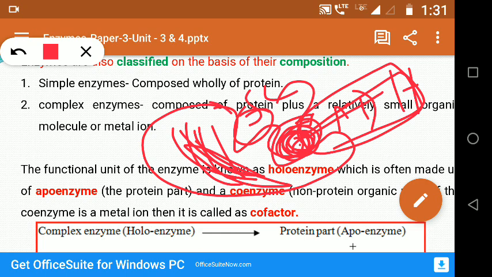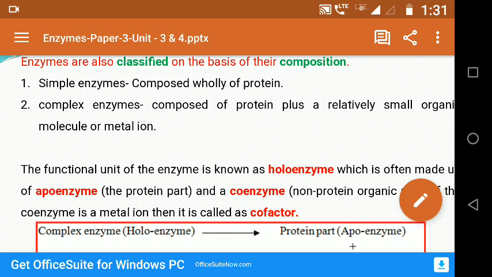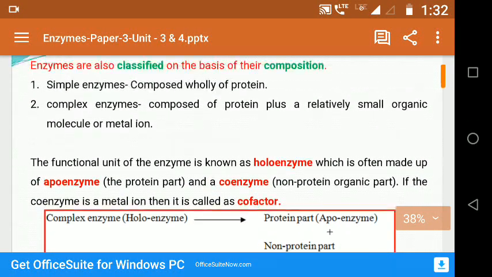Without the presence of this electron carrier, the enzyme alone cannot catalyze the oxidation or reduction reaction. That is why this organic molecule is called a coenzyme, the part of the enzyme which assists the simple protein part of the enzyme. So that means it is a complex enzyme.